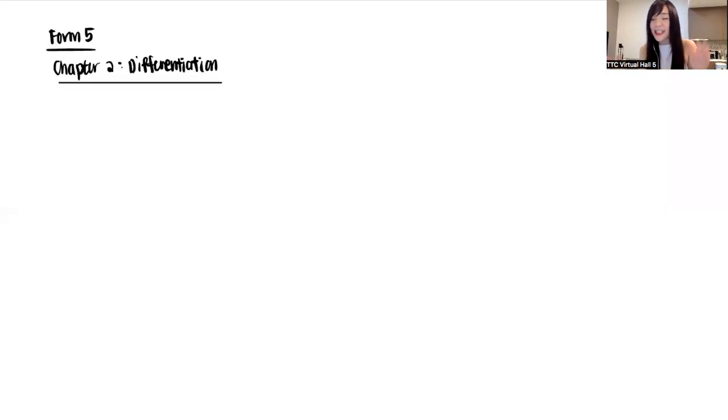Okay, everyone, let's get started. So today I'm doing Form 5 Chapter 2 differentiation. I hope you guys have the basics of Form 5 Chapter 2 differentiation.